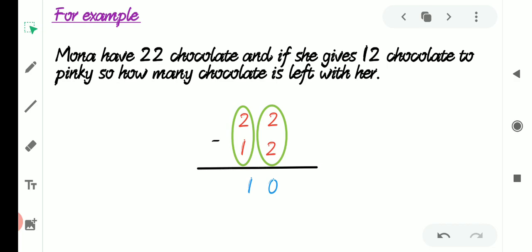So this is how we will do subtraction. From 22, if we subtract 12, you will get 10. The difference will be 10. The difference of 22 and 12 is 10. So Mona now has only 10 chocolates after she gave 12 chocolates to Pinky. So the difference between 22 and 12 is 10. This is how we are going to subtract.